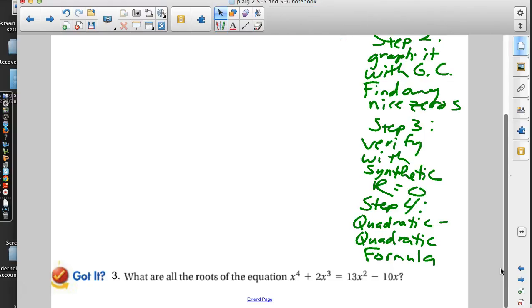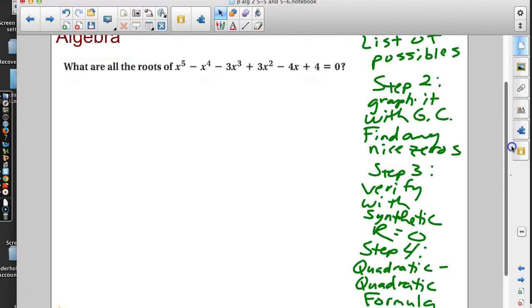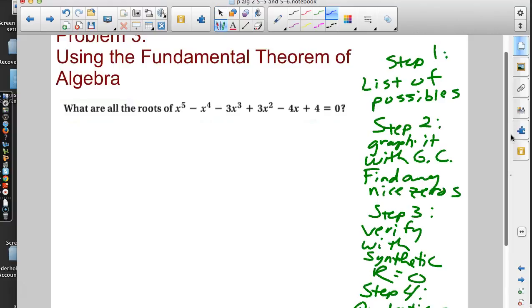So let's back up, take this problem step by step. Step 1. List the possibles. What number are we going to use up there for the top of our fraction? 1. No. 4. Remember, this is bottom and this is top. B before T. Bottom, top. So what we have to do is use the top here, plus or minus 1, plus or minus 2, plus or minus 4. Those are all the integers that divide really nicely into 4.